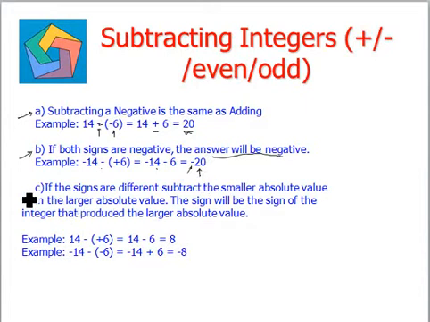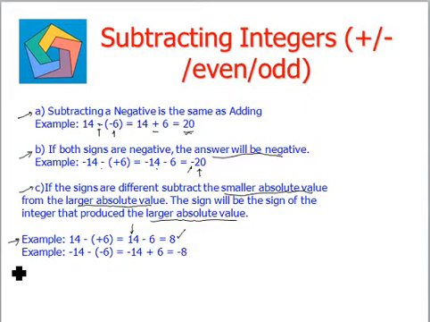Now see, if the signs are different, subtract the smaller absolute value from the larger absolute value. The sign will be the sign of the integer that produced the larger absolute value. Let's look at the examples, the first one. 14 minus a positive 6, this would be 14 minus 6, which is 8. Now the answer is positive because the bigger number is positive. That is, 14 is positive, so the answer is positive.